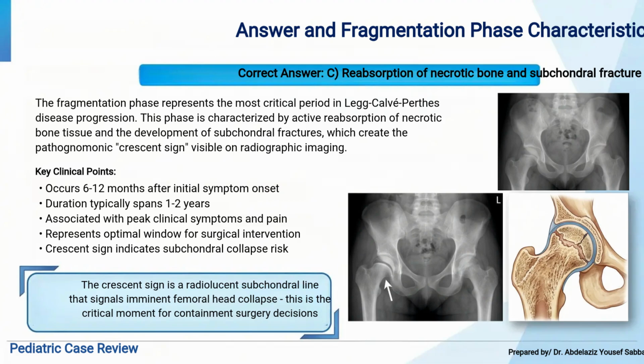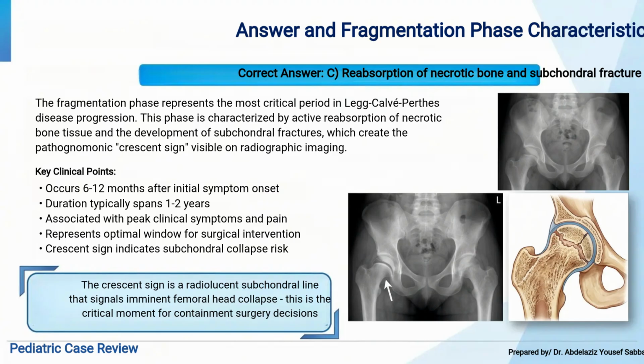The fragmentation phase represents the most critical period in Legg-Calvé-Perthes disease progression. This phase is characterized by active reabsorption of necrotic bone tissue and the development of subchondral fractures, which create the pathognomonic crescent sign visible on radiographic imaging.